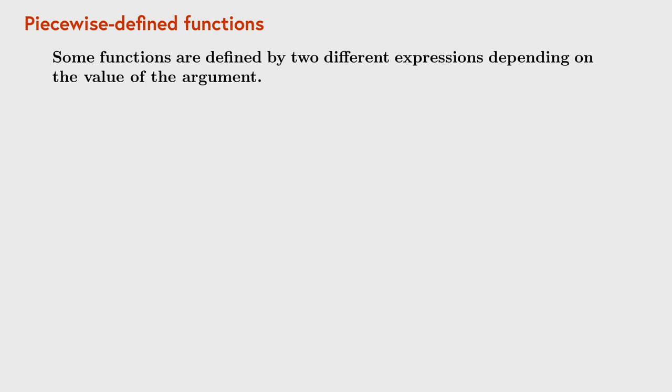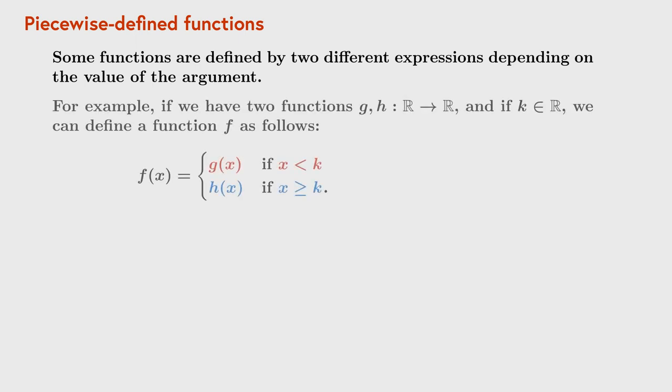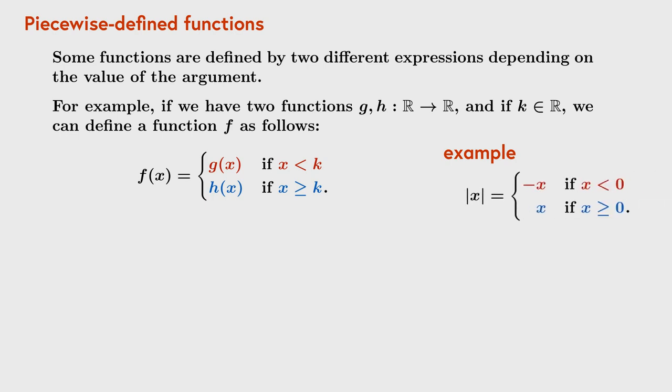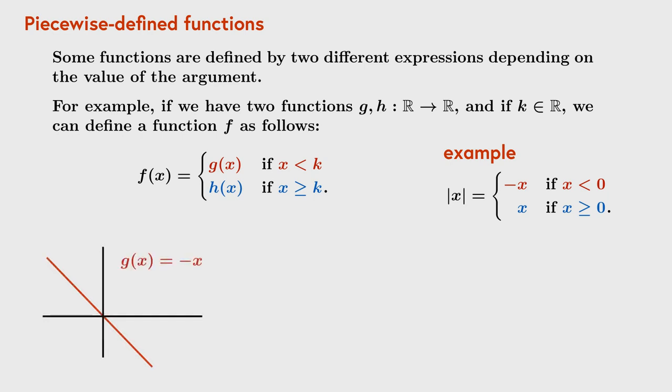Sometimes functions are defined in a piecewise manner. They have two different defining formulas, depending on where the arguments are. For example, we could have a function f that agrees with g if x is less than k, but then switches over to a different function h when x is greater than k. We already have an example of such a function. The absolute value function is of this type. It's given by minus x when x is negative, and by plus x if x is positive.